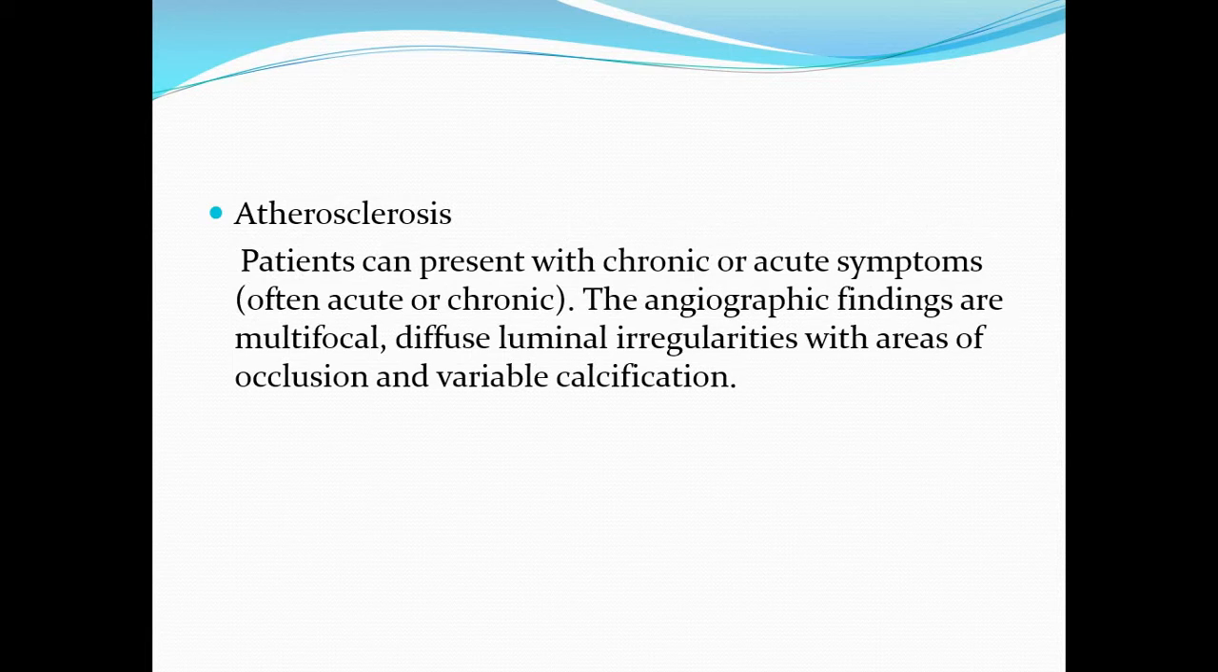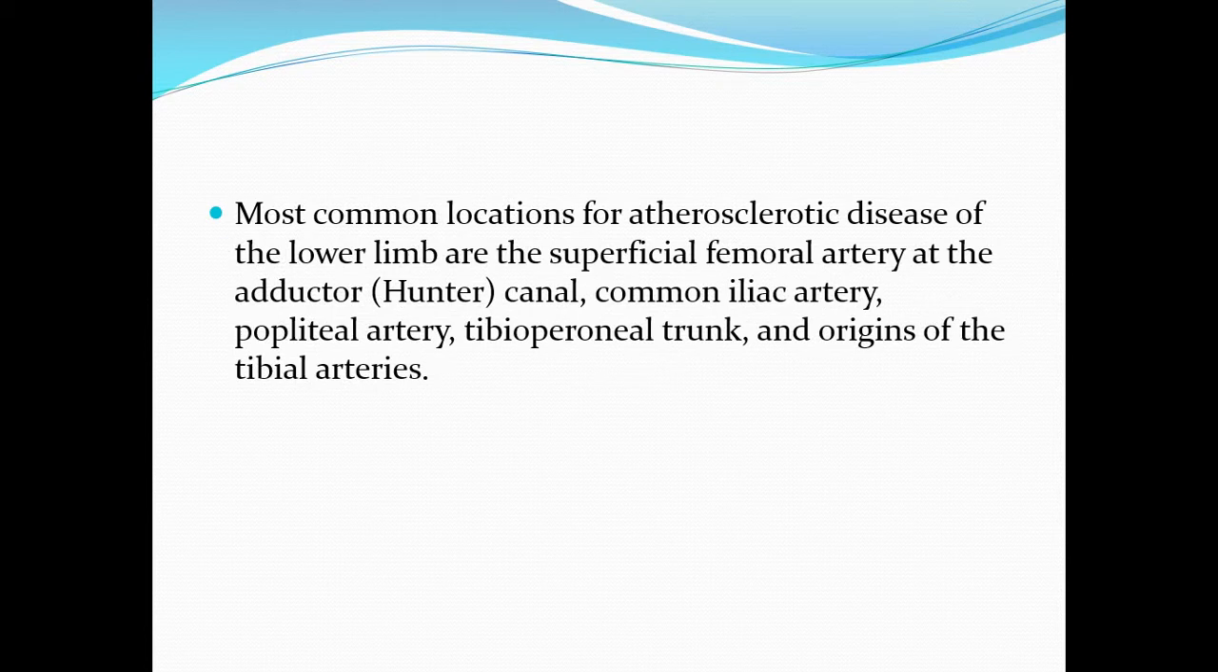The main disease that affects the peripheral arteries is, of course, atherosclerosis. Usually, patients can present with either acute or chronic symptoms. The angiographic findings are that of multifocal diffuse luminal irregularities with areas of occlusion and variable calcification. The most common location of atherosclerotic disease is the lower limb. In the lower limb these are the superficial femoral artery, the adductor canal, common iliac artery, popliteal artery, tibioperoneal trunk, and the origins of the tibial arteries.